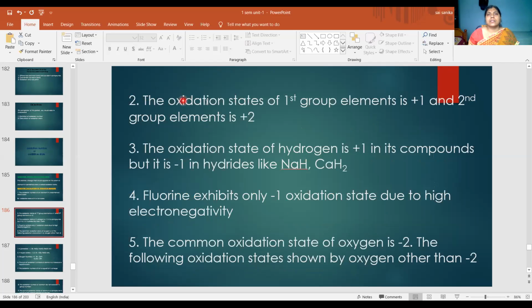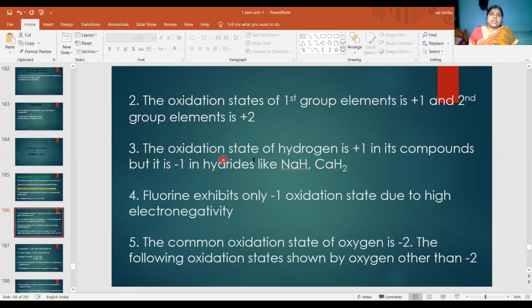Then the oxidation state of first group elements is +1 and second group elements is +2. Already I told you, in the periodic table there are groups and periods: first group, second group, third group, like that. Whatever the group number, the oxidation state will be that. If it is a first group element, its oxidation state will be +1. If it is a second group element, +2. If it is a third group element, +3. The oxidation state is equal to the element's group number.